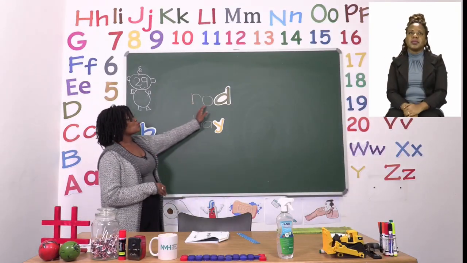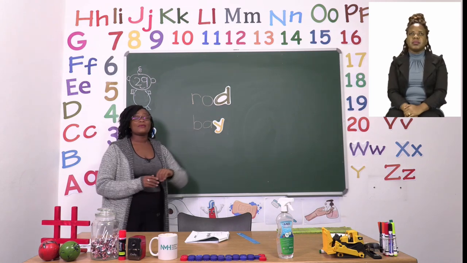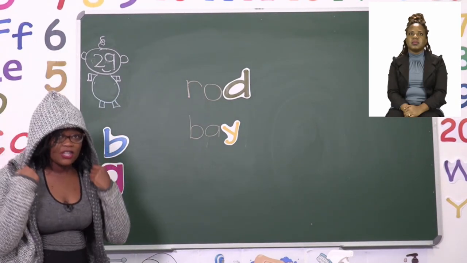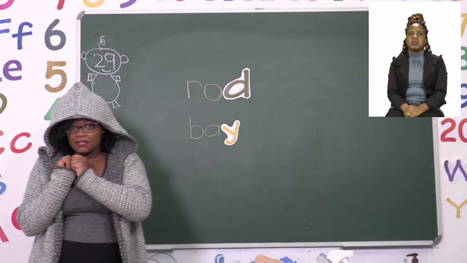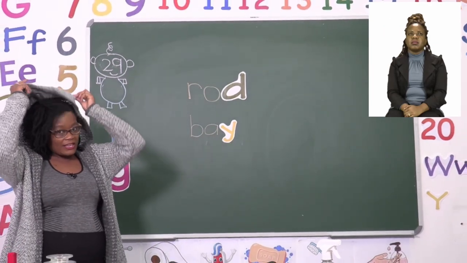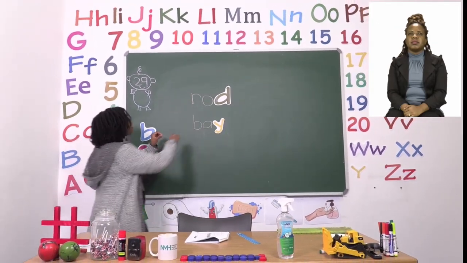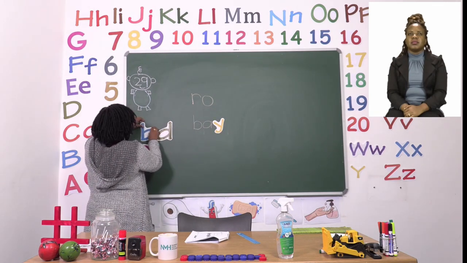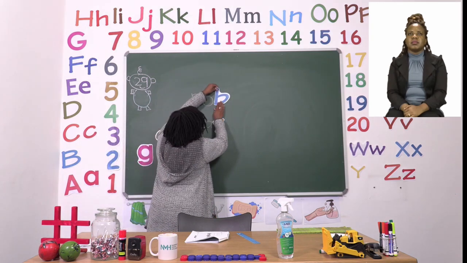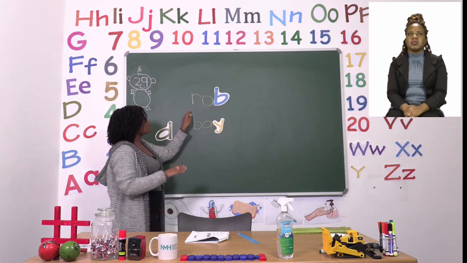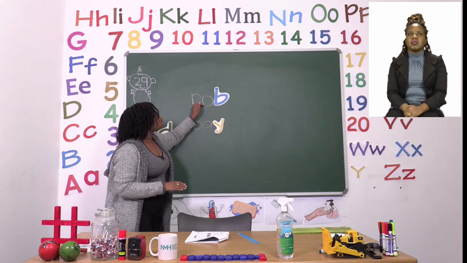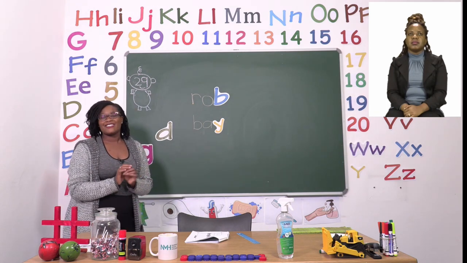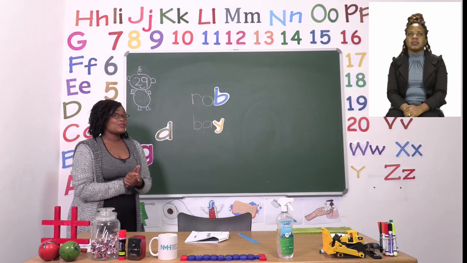Now I have the word rod. And the picture you can see there is of someone who seems to be hiding and he wants to take something that doesn't belong to him. So by removing the D and putting a B, the word will change to match the picture to rob. Rob. R-O-B. Rob. So that is the word they were looking for when they showed you that picture.